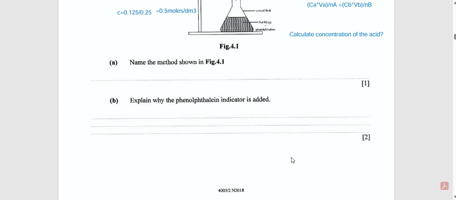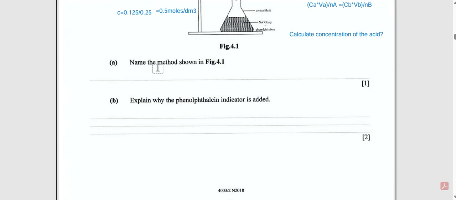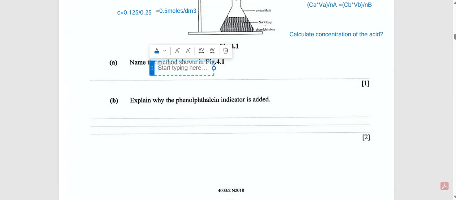Okay, now let's get to this question. Name the method which is being used. So the method is what? This method is called a what? Titration, right? Titration. So that's the method that's being used there.